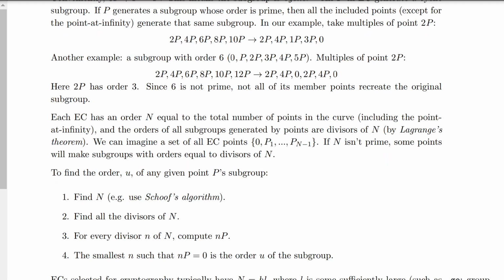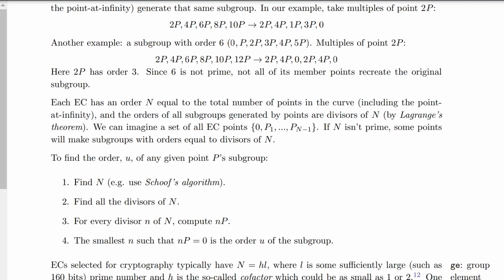So moving to the next paragraph, we define each elliptic curve has an order assigned to it, n, which is just a representation of the total number of points in the curve. So however many points are going to satisfy that function of the elliptic curve across the field that's defined. That's your order n, and that includes the 0 point, that point at infinity. And we note that the order of all subgroups generated by points are divisors of n.